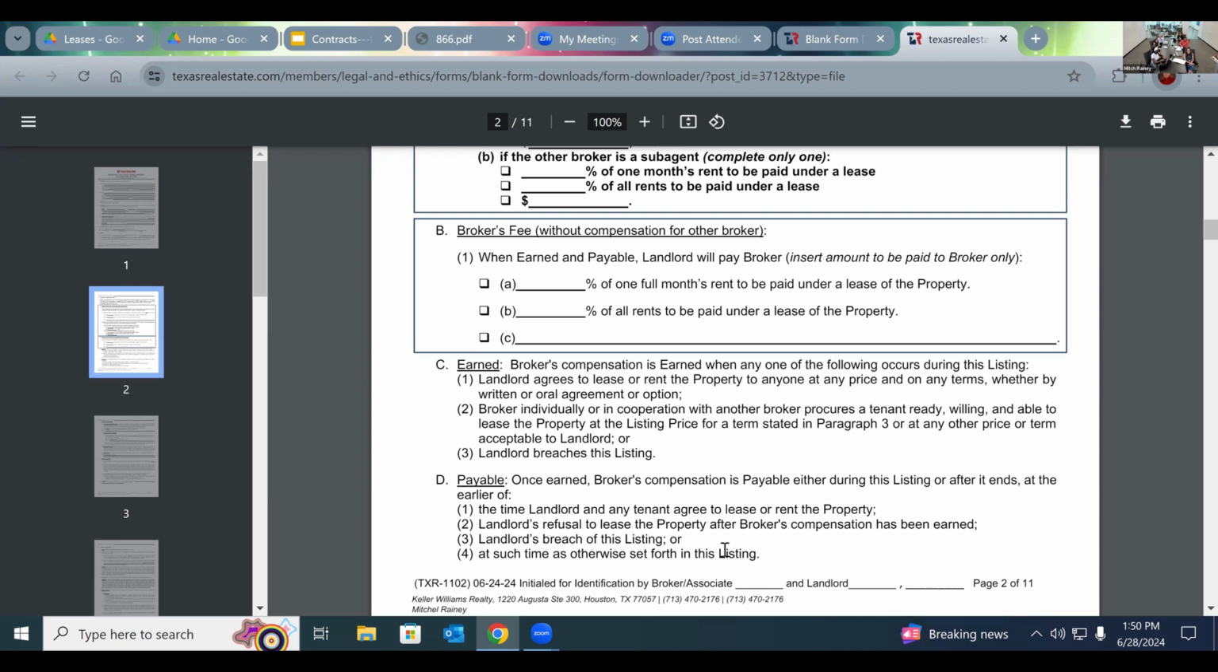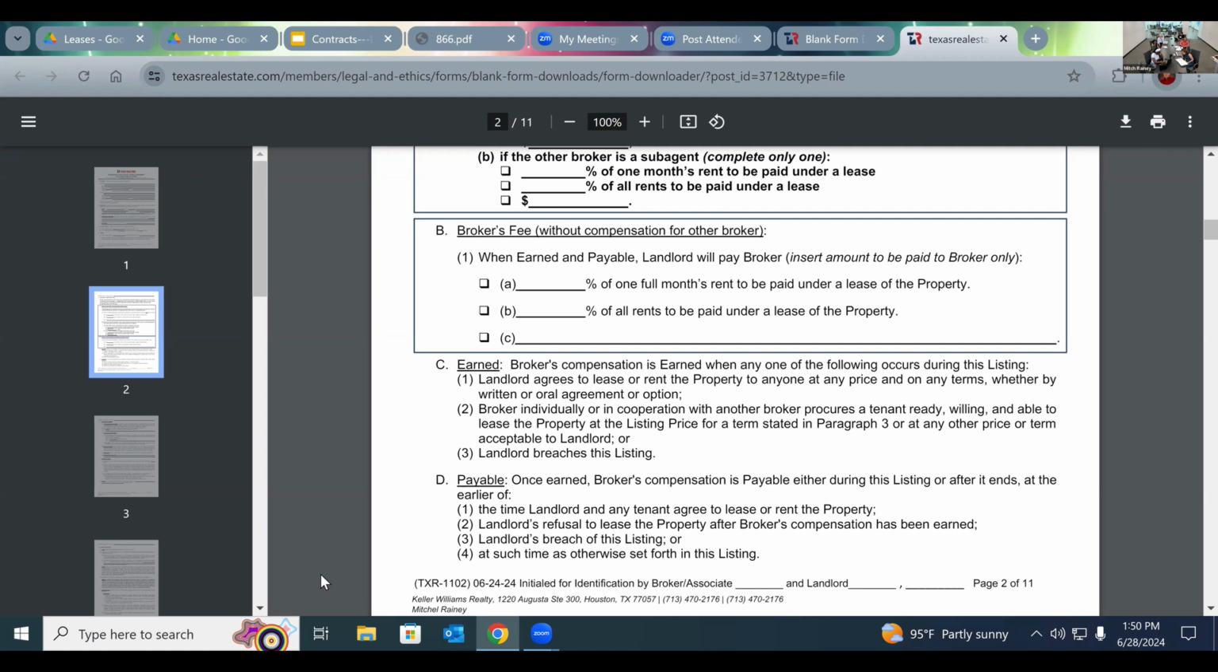All right, earned and payable. When the landlord agrees to lease or rent the property to anybody at any price on any terms, whether by written or oral agreement, and the broker, individually or in cooperation with another broker, brings a tenant, or if the landlord breaches this agreement, it's payable the time the landlord and any tenant agree to lease or rent the property. It doesn't say when the tenant moves in; when they agree to rent the property is when it's payable.